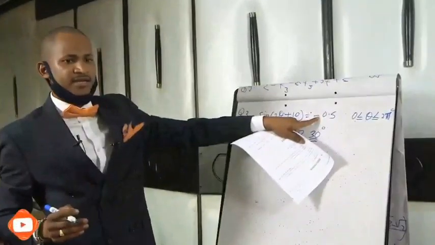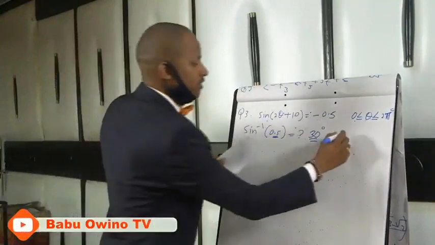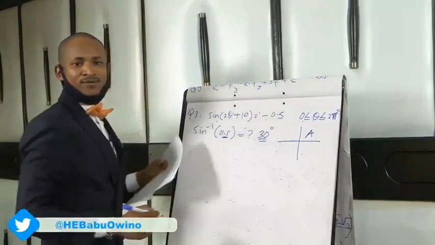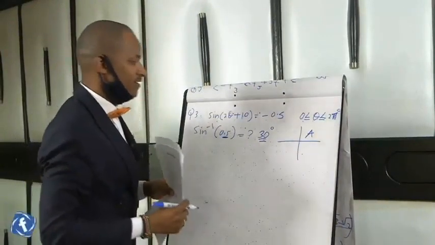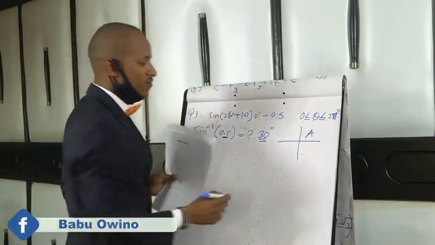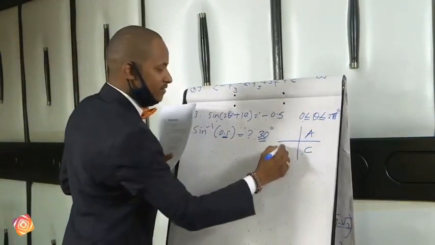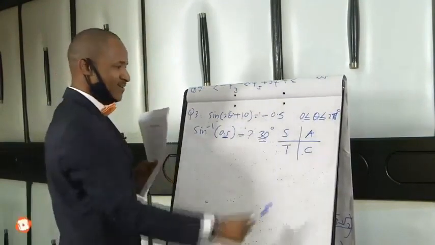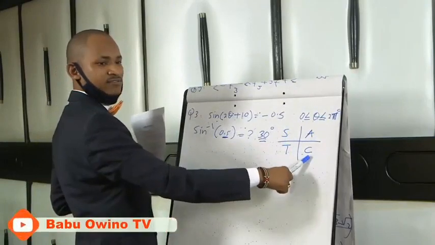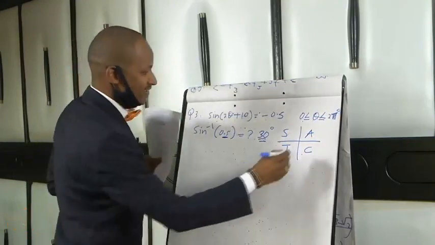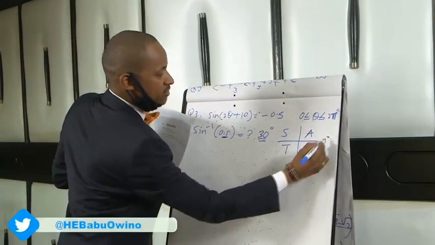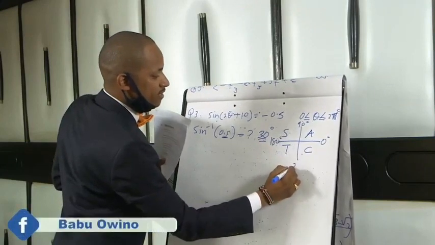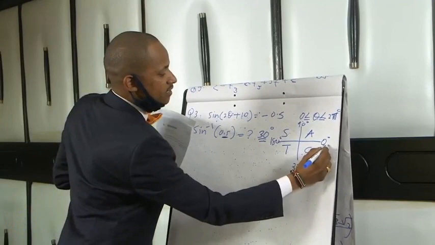But remember, we have a negative here. So when we draw the quadrants, we say all, and when I was in my Form 4, I used to remember it as All Christians Terrorizing Satan, or All Students Take Coffee. So this angle is 0 degrees, this is 90 degrees, this angle is 180 degrees, this angle is 270 degrees, and this angle again is 360 degrees.